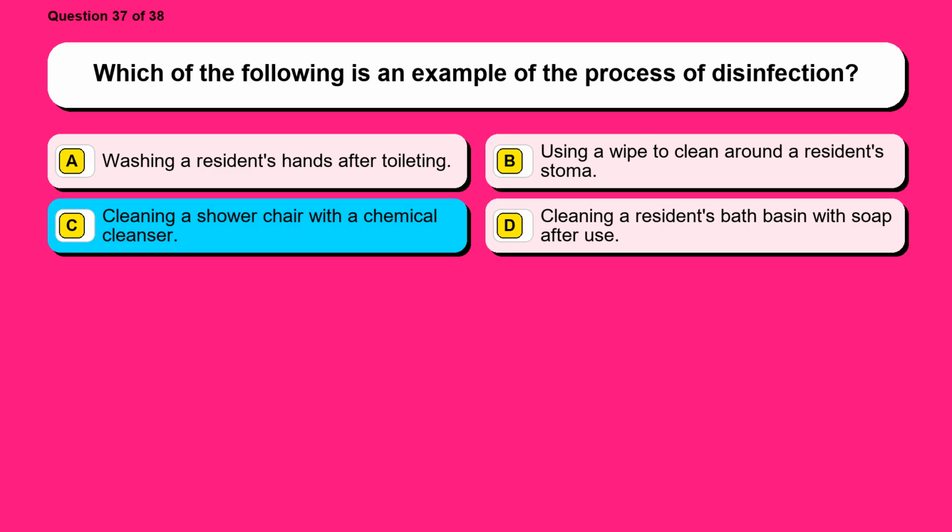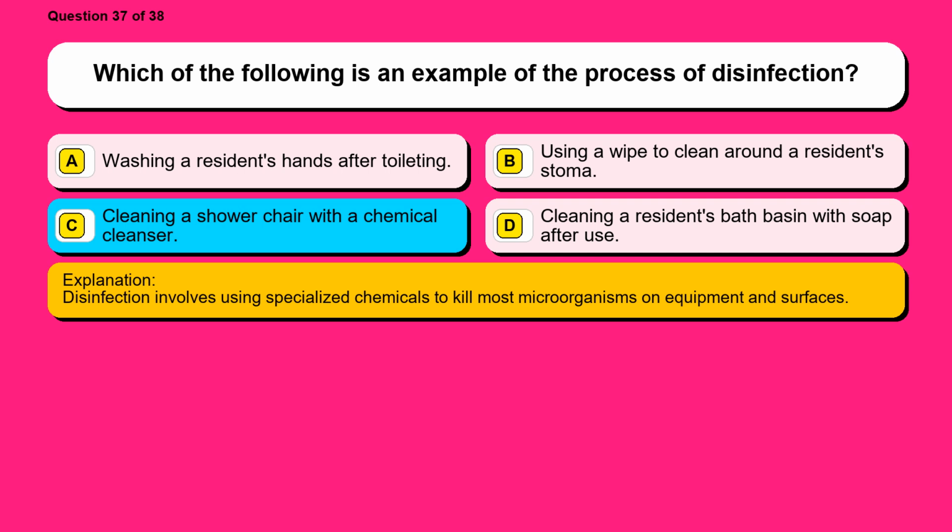The correct answer is option C, cleaning a shower chair with a chemical cleanser. Disinfection involves using specialized chemicals to kill most microorganisms on equipment and surfaces.